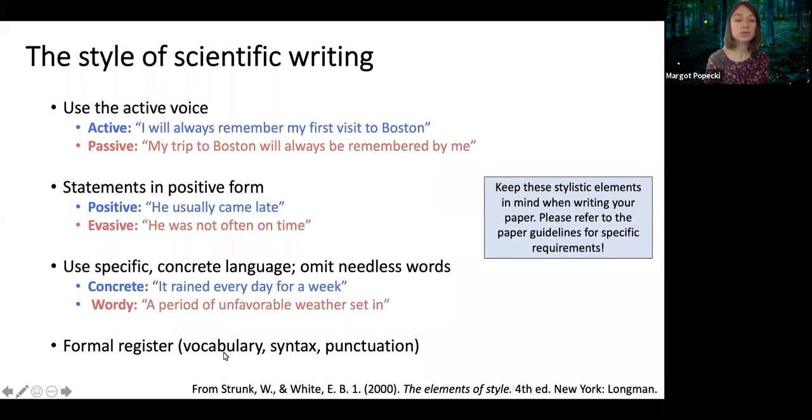Lastly, scientists will use a formal register. This means that, for example, in my research, I wouldn't say the word bug in a scientific paper. I would instead say insect, beetle, or firefly.